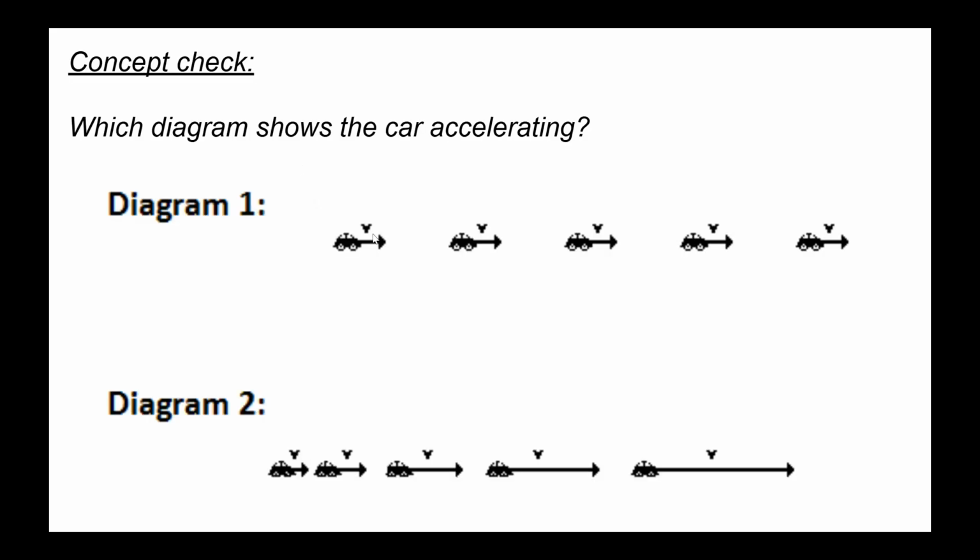So if I asked you a question like this, which diagram shows the car accelerating? Well, you would be able to look at this and say, it's got to be diagram 2, because these are velocity vector arrows. For diagram 1, those arrows are all staying the same size, which means that the magnitude of the velocity, or the speed, is remaining constant. Versus diagram 2, the size of the arrows is increasing, meaning the magnitude of the velocity is getting larger, or it's speeding up.